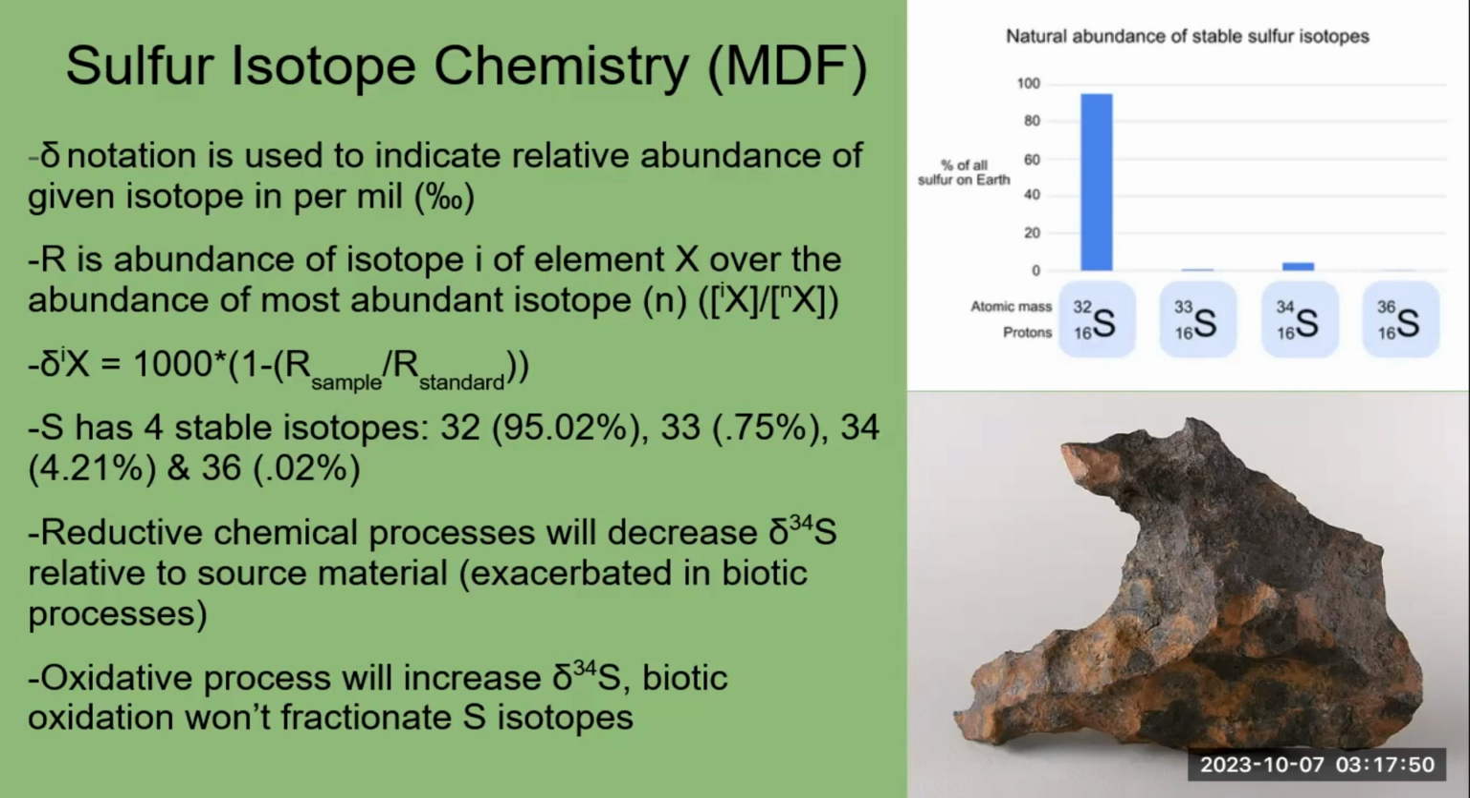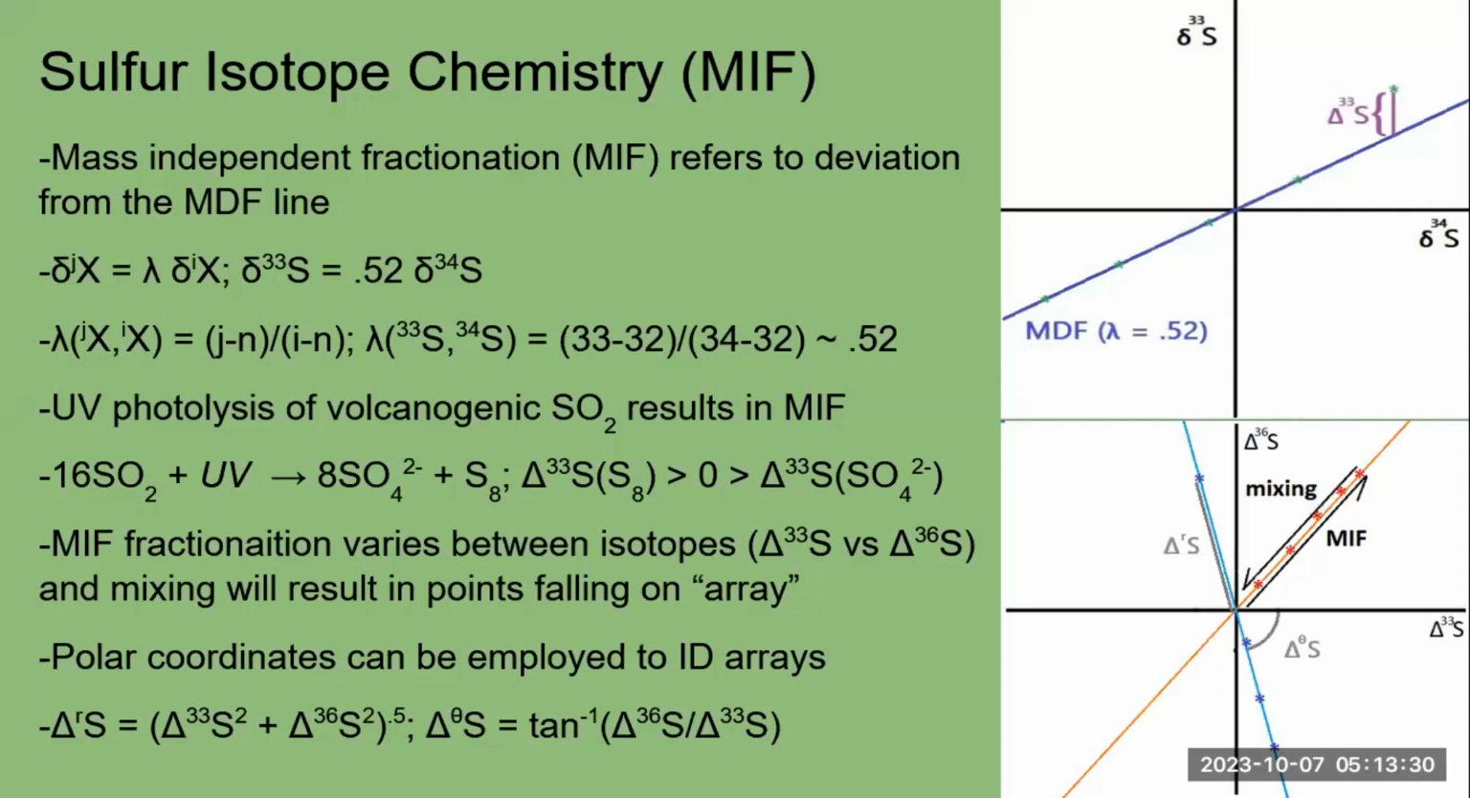Chemical processes which reduce sulfur to sulfides will select for the lighter isotopes, and this is exacerbated by biological sulfur reduction. Conversely, oxidizing sulfur will select for the heavier isotopes, but biotic oxidation won't change the isotopic composition. Most processes which fractionate sulfur isotopes follow a pattern known as mass-dependent fractionation. This is where the change in the abundance of the various isotopes is directly proportional to their mass.